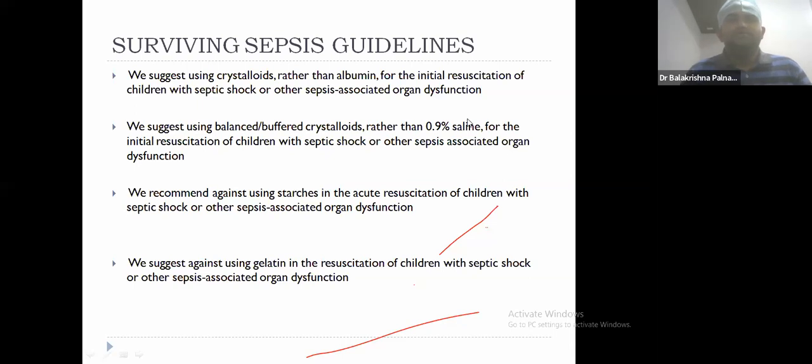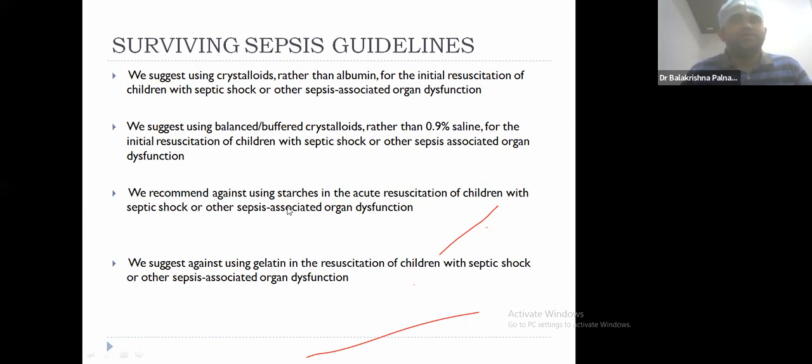Why? Because when you use NS, you are increasing the chloride levels also, because NS contains 154 milliequivalents of sodium and 154 milliequivalents of chloride both. So the best IV fluid is Plasma-Lyte, not isolyte. It is Plasma-Lyte, which is equal to the human body composition, where your sodium is around 142 and your chloride is 92, which will not cause any hyperchloremic metabolic acidosis.